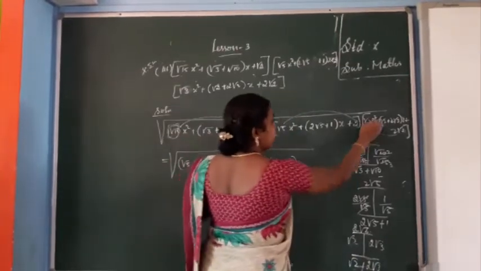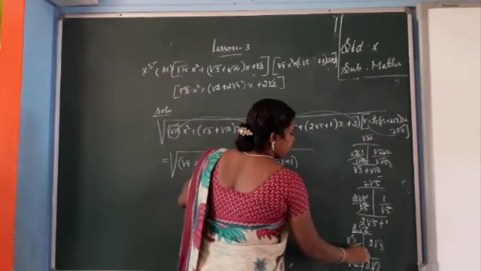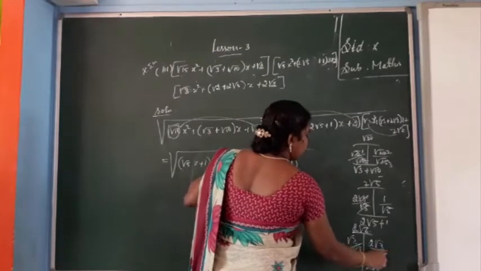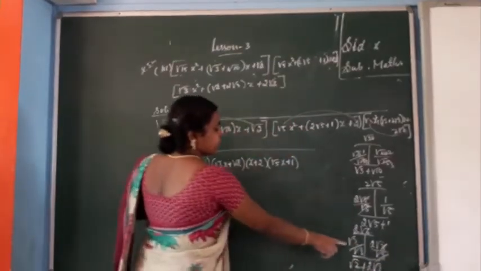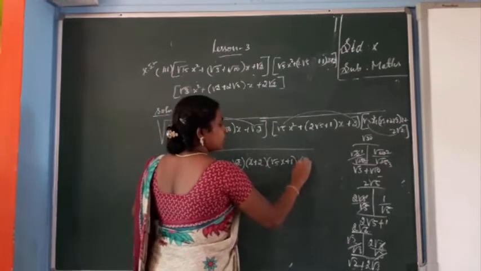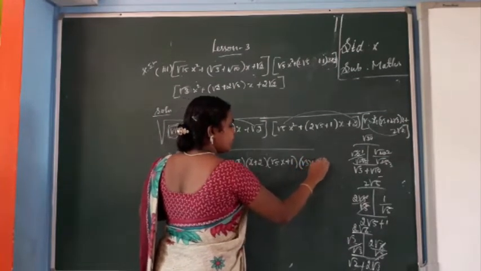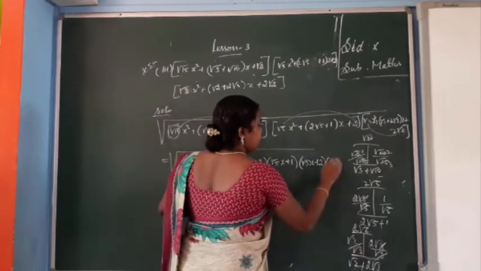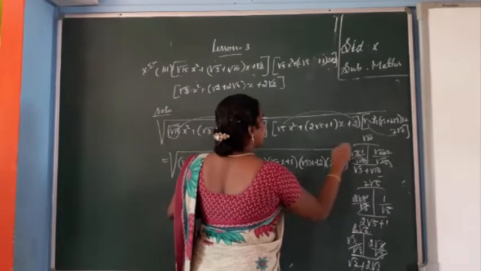The coefficient of x square is root 3, so divide by root 3. Here also by root 3. Root 3 cancels. Say the factor, here we cannot simplify. So root 3x plus root 2, into here x plus 2. That's all. Okay, x plus 2.